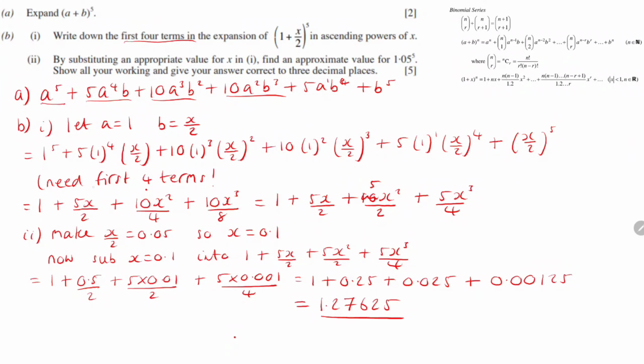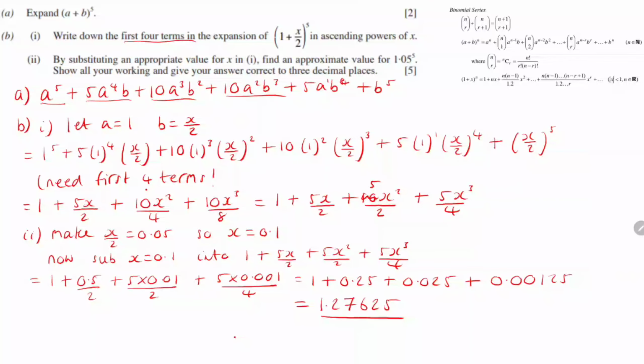You needed the first 4 terms, so it was 1 plus 5x over 2, 10x squared over 4, 10x cubed over 8, which can be simplified to 1 plus 5x over 2 plus 5x squared over 2 plus 5x to the power of 3 over 4.